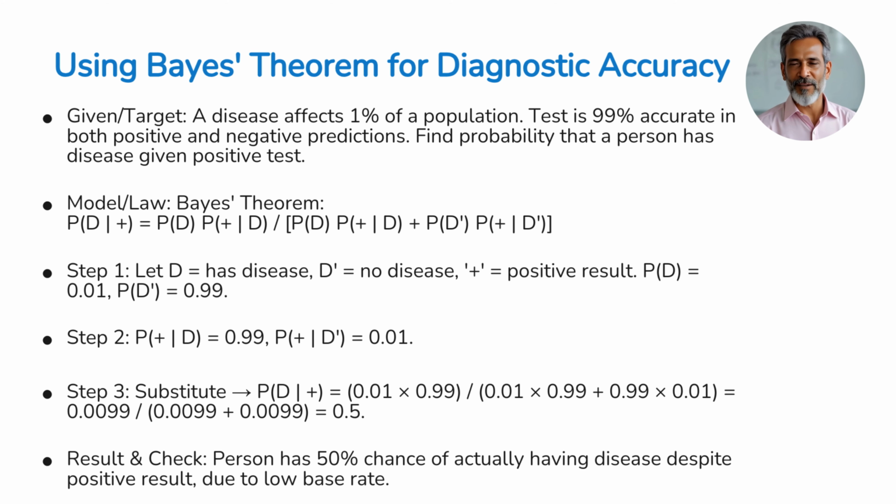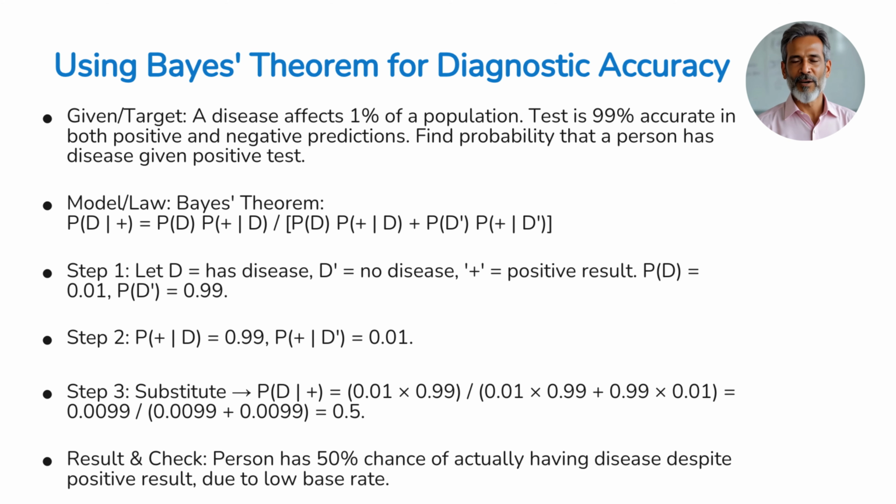Now, plug in the numbers. P of D equals 0.01, P of D prime equals 0.99, P of plus given D equals 0.99, and P of plus given D prime equals 0.01. Calculate the numerator. 0.01 times 0.99 equals 0.0099. The denominator is 0.0099 plus 0.99 times 0.01, which is again 0.0099. So the denominator is 0.0099 plus 0.0099 equals 0.0198.